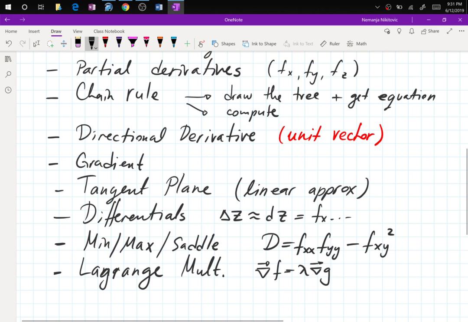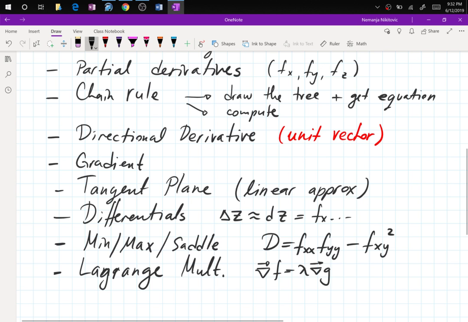Min, max, saddle point: make sure that you know the formula for the discriminant, and please remember the rules, right? If D is larger than 0, you have those rules. D larger than 0, and D less than 0 is a saddle. So you have those 3 rules: min, max, and saddle. Both min and max have D larger than 0, and then fxx either greater or smaller than 0. fxx, you can switch it out with fyy as well.